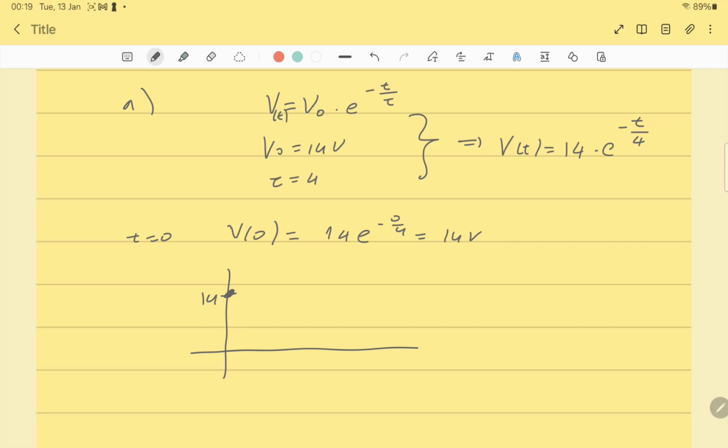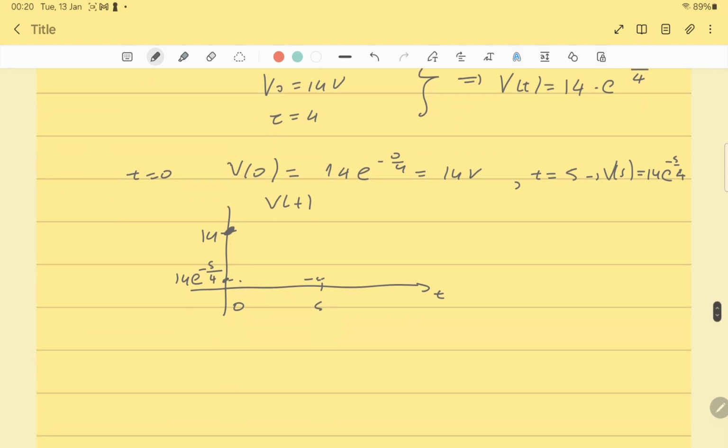That's 1 point, and for t equals 5, the value v of 5 is going to be 14 e to the power of minus 5 over 4. So 5 is here, 0 is here. So the y coordinate is going to be 14 e to the minus 5 over 4. Exponentially decreasing, so it will look like this. Again, you can use Desmos to plot the function. That's for A.